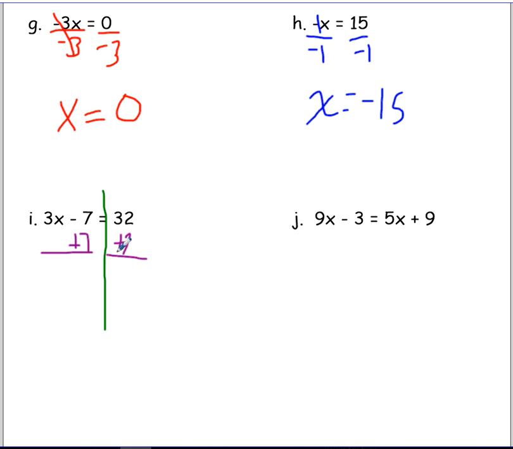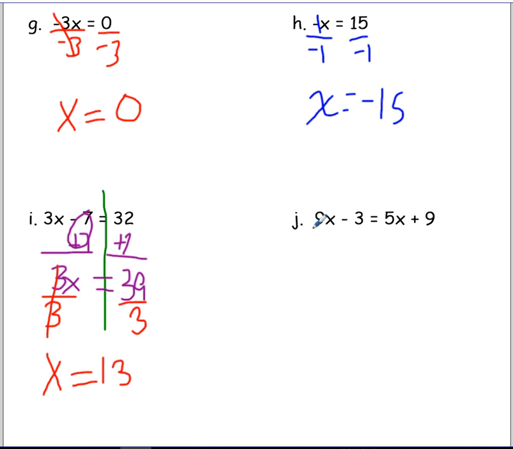So now let's simplify. Doing -7 plus 7 zeros out, and we'll bring down our 3x and our equal sign, and then 32 plus 7 gives us 39. Now that we've gotten rid of our adding or subtracting, we can go to getting rid of that coefficient. We're getting rid of multiplying by 3 by dividing by 3. So our 3's going to turn into 1, so 1x equals 39 divided by 3, which is 13.